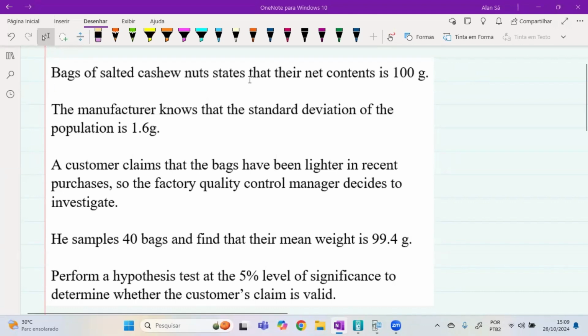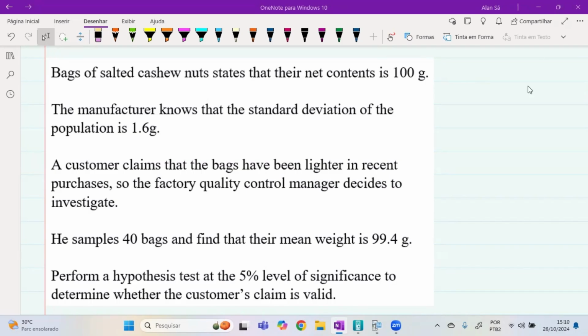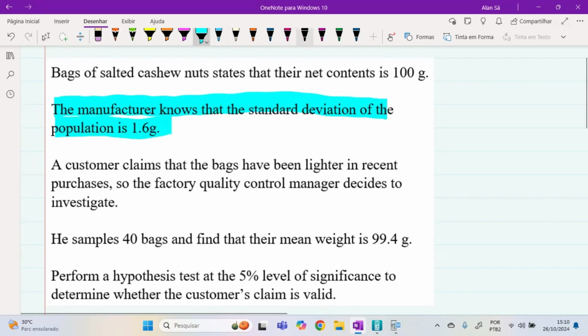We are going to see the z-test through two examples in different situations. First one: bags of salted cashew nuts state that their net contents is 100 grams. The manufacturer knows that the standard deviation of the population is 1.6. So this information tells us that the population standard deviation is known. So that's why we're going to use a z-test.